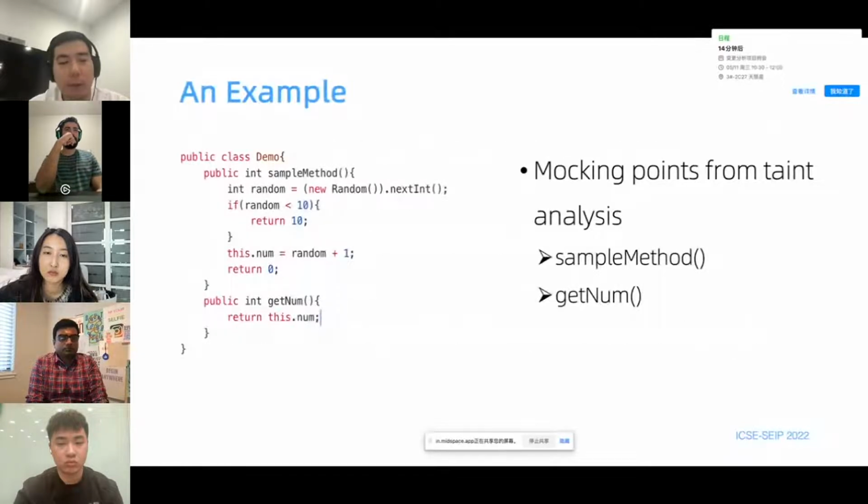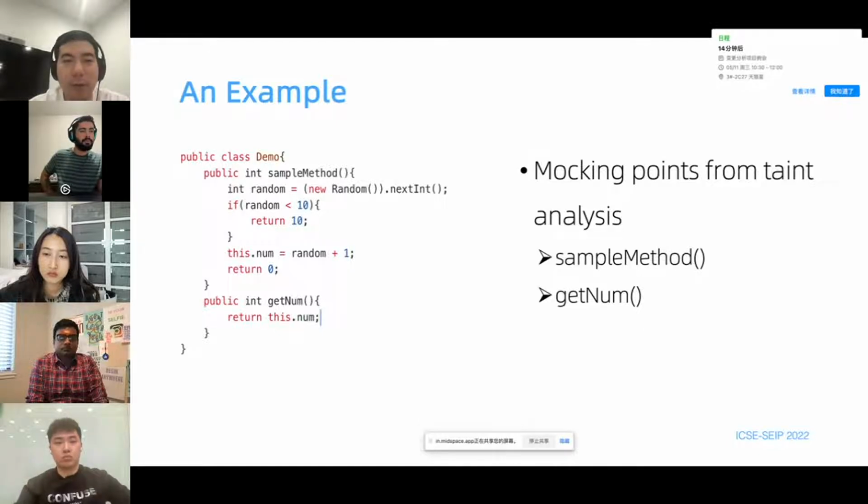So I will go with a simple example. Here we have a system function which is random. So we cannot mock the random function directly in the online environment. But what we can do is use the taint analysis to find out which function is affected by this random system call. The result is the sample method, because we can see that the random here affects the return value of this method.